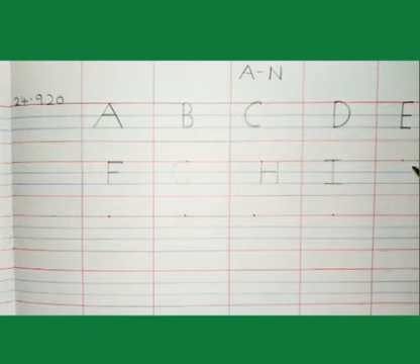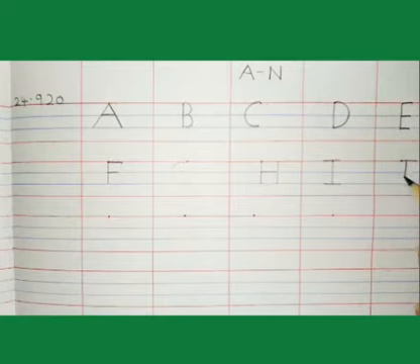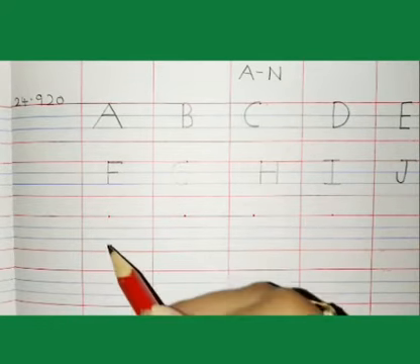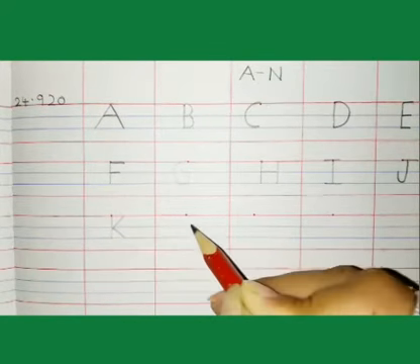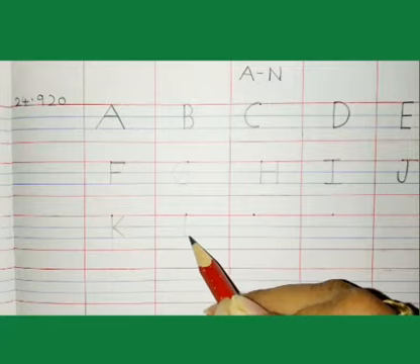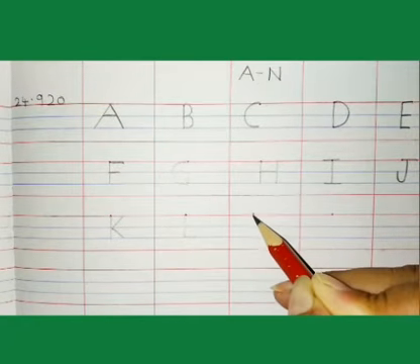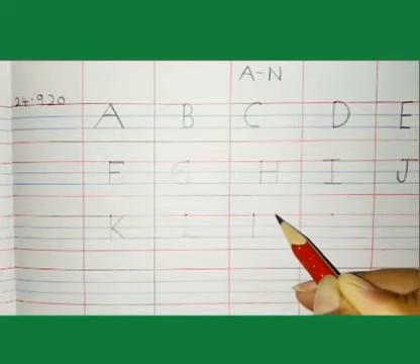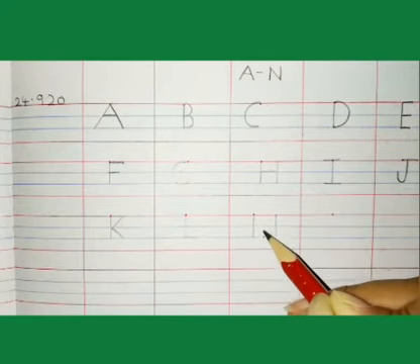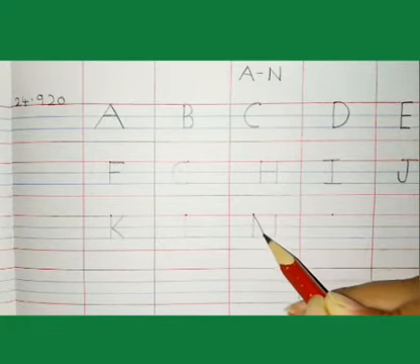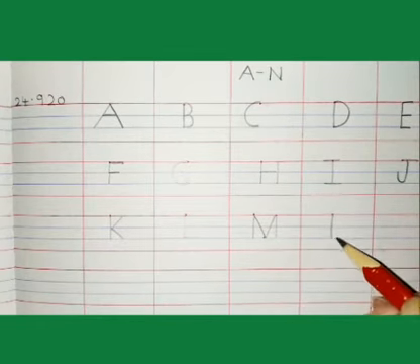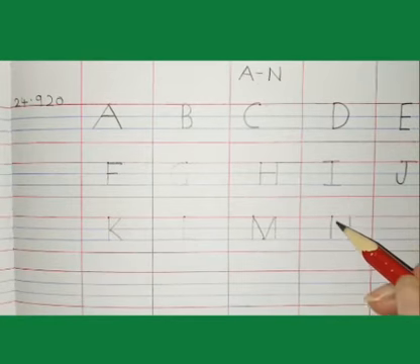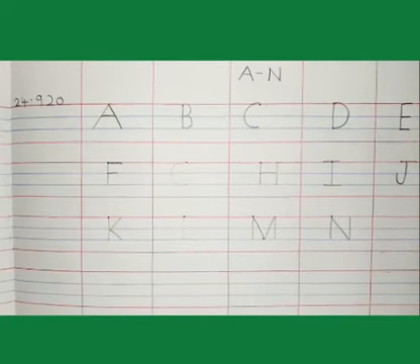Then comes I. Then comes J, K. L is very simple. L, M. You will make two standing lines and a dot here. And a slanting line here, another slanting line here. Then N. Two standing lines and one slanting line.